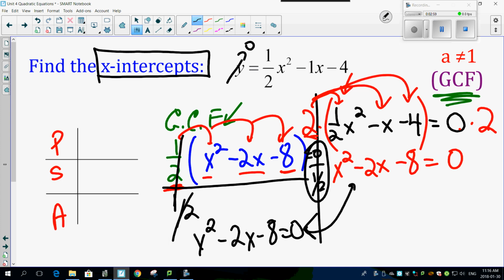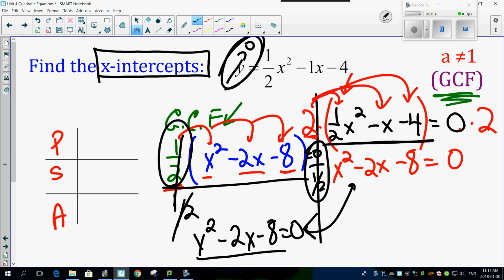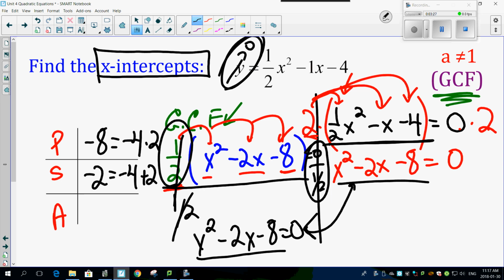And the only reason why we can do that is because we let y equal 0. What we do to the left side, we do to the right side. So we can either cancel out the fractions or we can GCF them out. Either way, we get exactly the same expression. So PSA then would be negative 8. Sum would be negative 2. Two numbers together would be negative 4 and 2, because negative 4 plus 2 gives me negative 2. Answer, negative 4 and 2.